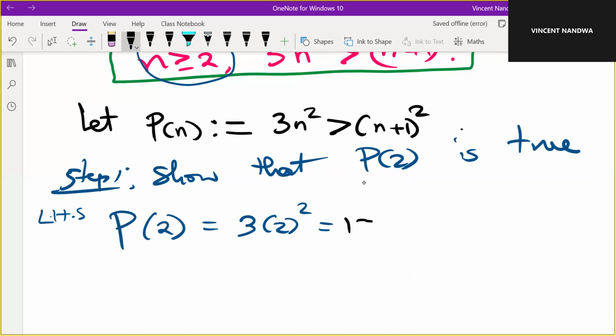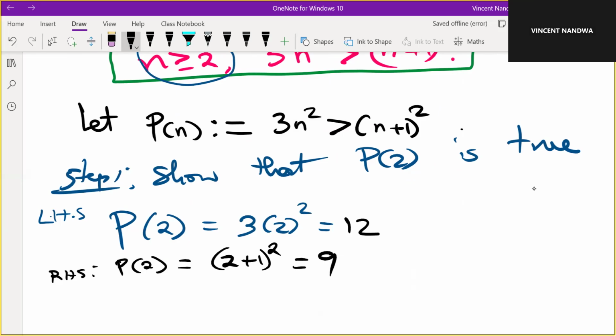$12. And then right-hand side, P of 2 will be given by 2 plus 1 squared, which will be? Okay, but 6 is a wrong answer, but at least I know where you're getting it. It was a square, not a product, okay?